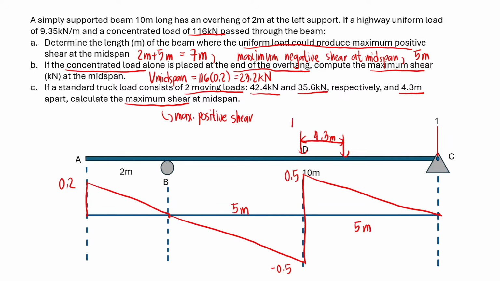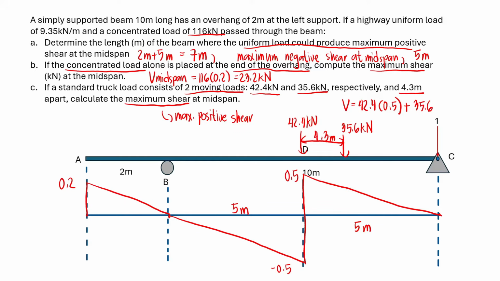So this is 42.4 kN, and then this will be 35.6. Now if, let's say, this is 54 kN, then you'll place 54 kN at this point because this will now become the larger load. Again, just remember this concept. To calculate the shear at the midspan, we have 42.4 multiplied by the ordinate, which is 0.5, plus 35.6 times the ordinate. However, since we still don't know that, we'll use ratio and proportion to solve this value.